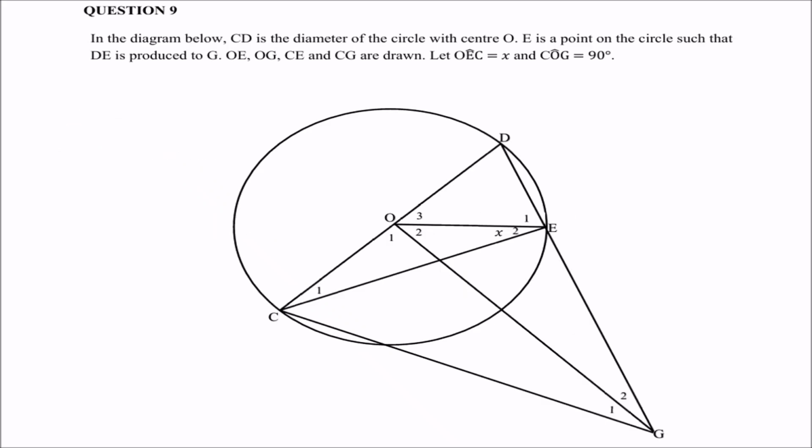In the diagram below, CD is the diameter of the circle with center O. E is a point on the circle such that DE is produced to G. OE, OG, CE, and CG are drawn. So let angle OEC be x and angle COG be 90 degrees. Please have a good look at the drawing, fill in what is given, and then take it from there.